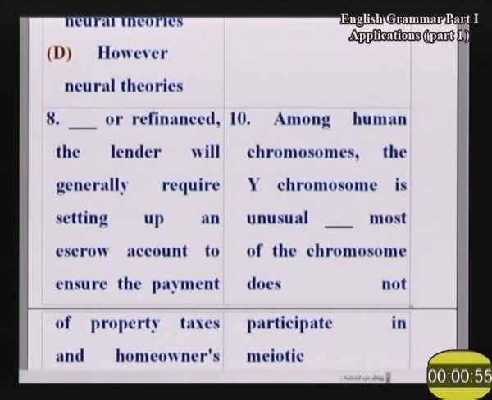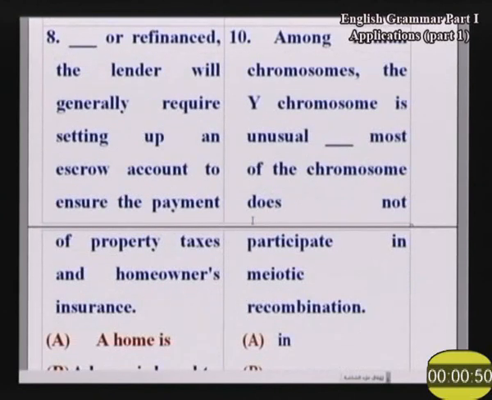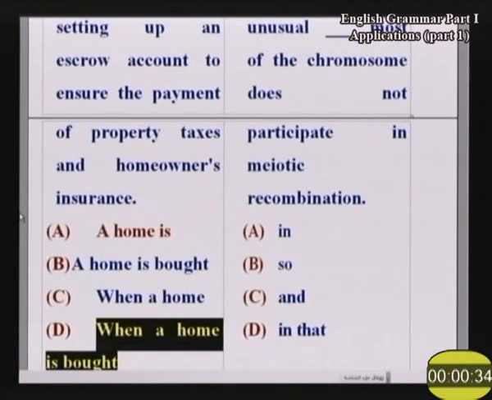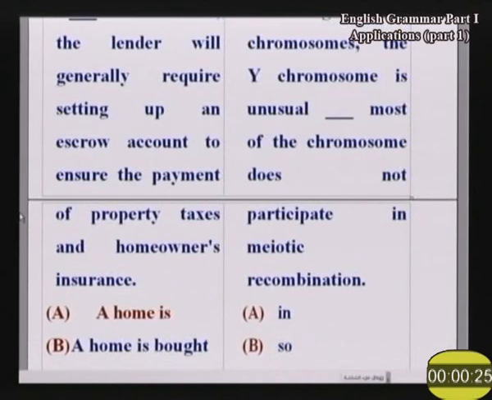Among human chromosomes the Y chromosome is unusual. Most of the chromosome does not participate in meiotic recombinations. Among human chromosomes, the Y chromosome is unusual in most of the chromosome does, so should it be 'in' or 'so'? Of course not 'so'; it's 'in that', one of the connectors we have. In that most of the chromosome does not participate in the meiotic recombination.